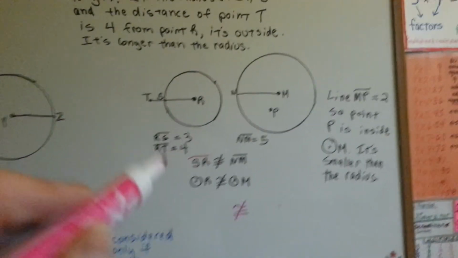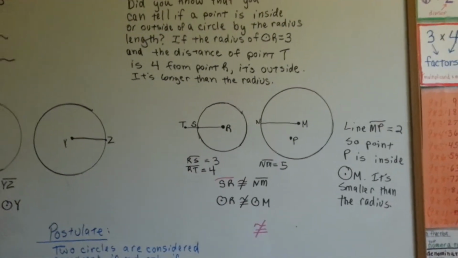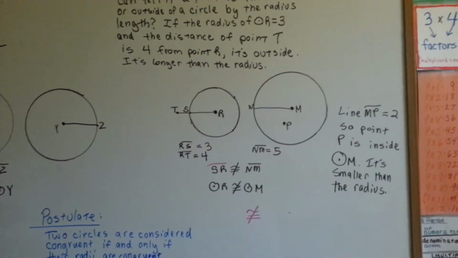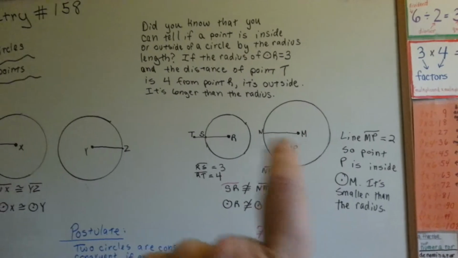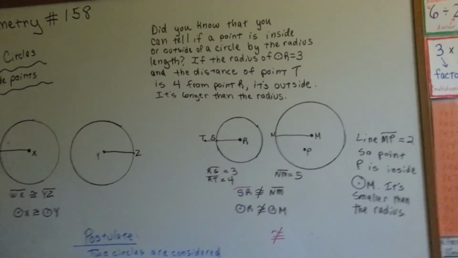So just remember that when you're doing your proofs also. They might try to trick you or catch you, so keep your eye on the length of the radius, and that'll keep you on track.